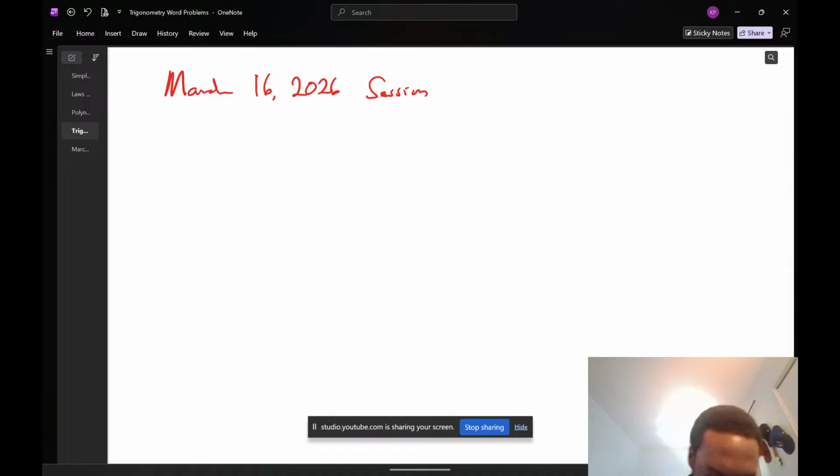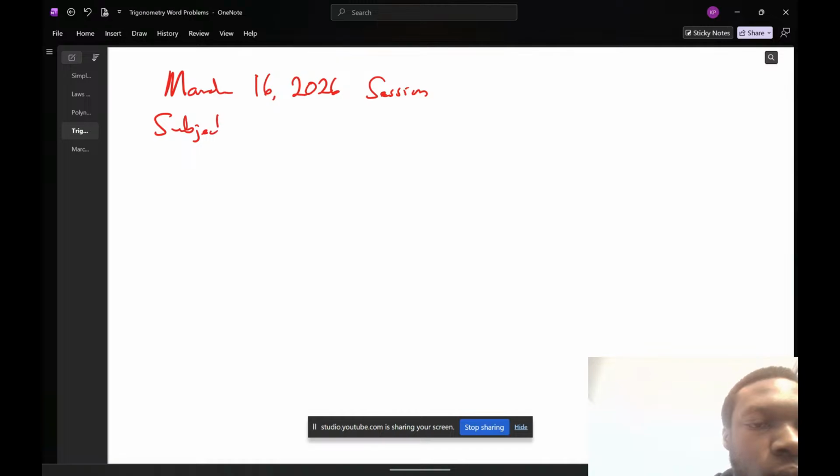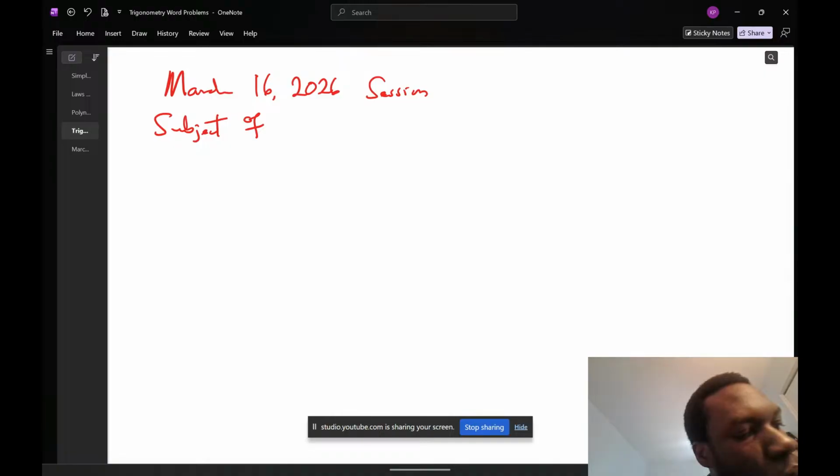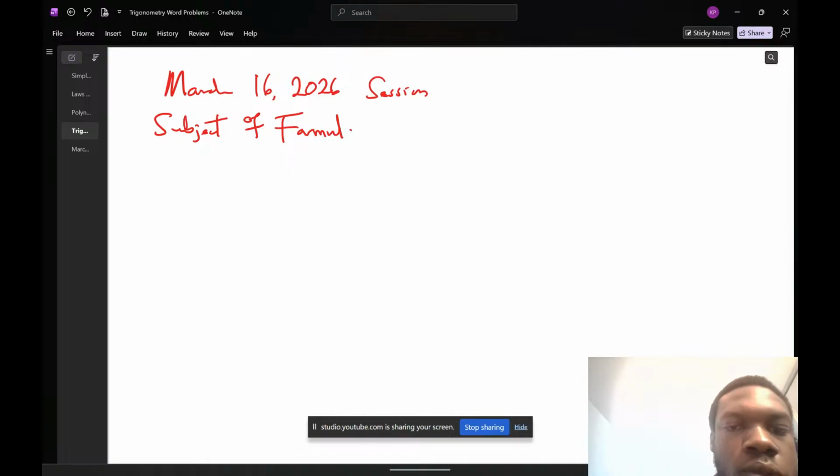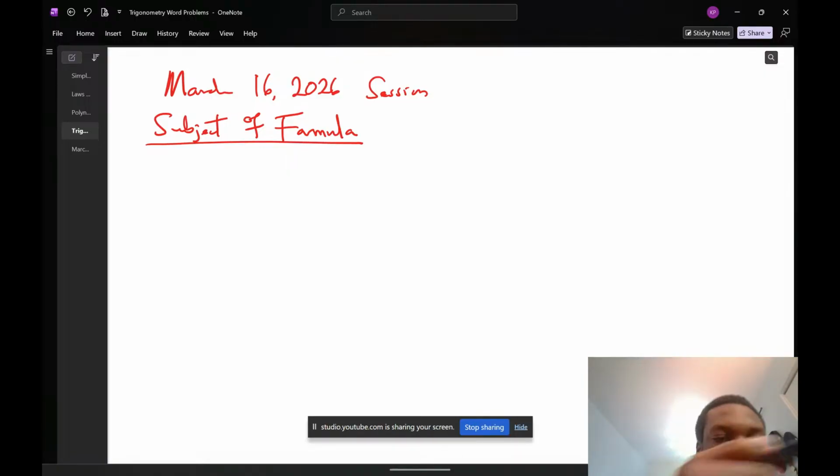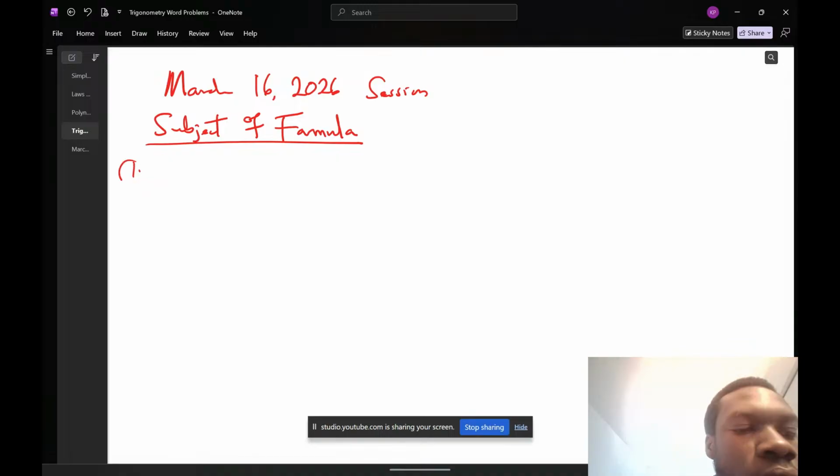Yeah, I think I should start with difference of two squares. Let me start with subject of formula. Okay, so let's start with the formula like this.